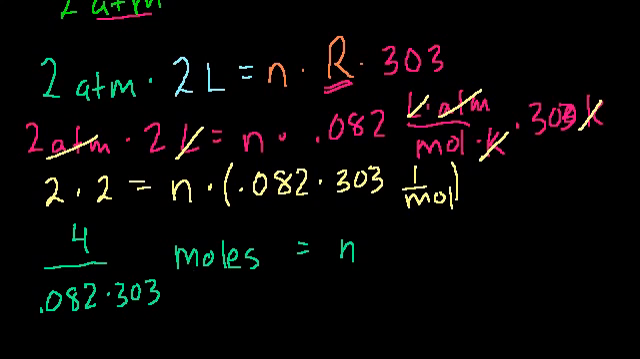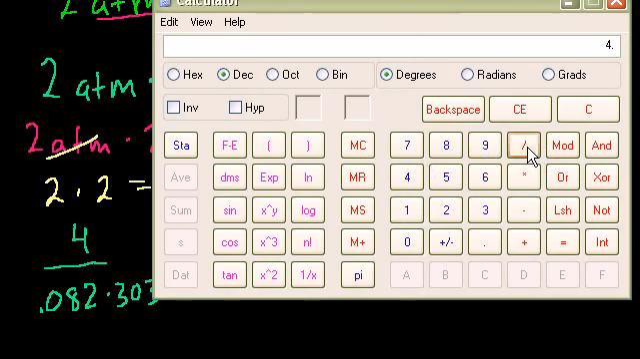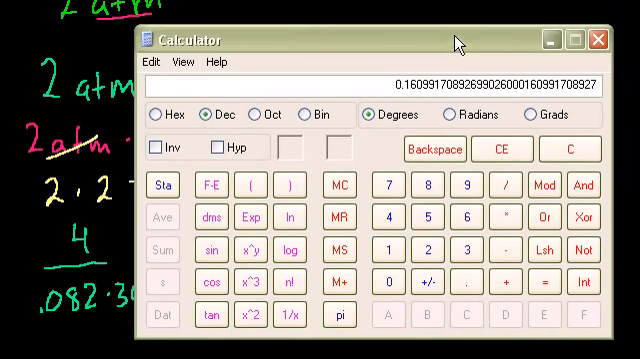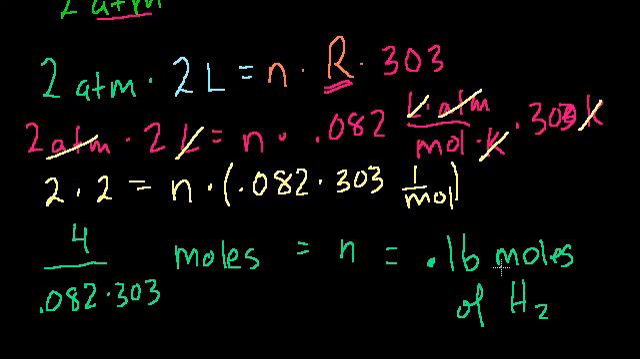And so we just have to get the calculator out and figure out how many moles we're dealing with. So we have 4 divided by 0.082 divided by 303, which is equal to 0.16. If we wanted more digits, 0.161, but we'll just round. So this is equal to 0.16 moles of H2. That's the exact number of hydrogen molecules, in moles. If you wanted a number in the traditional sense, you would just multiply this times 6.02 times 10 to the 23.